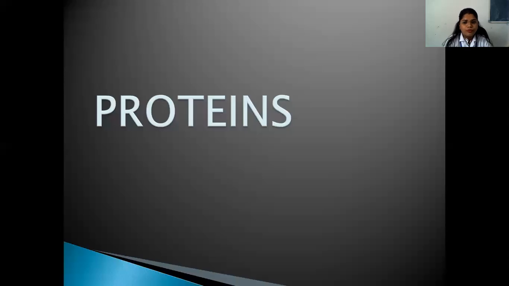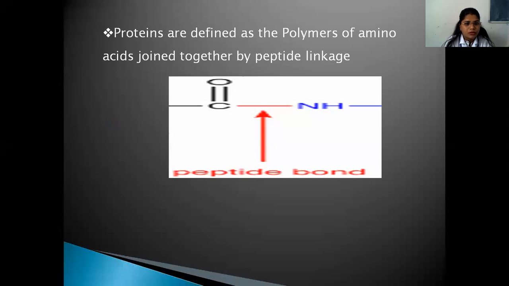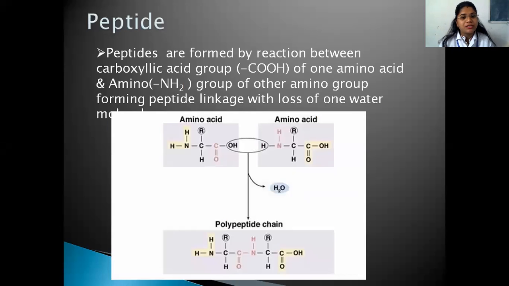Okay. So firstly, we'll see what proteins are. Proteins are nothing but polymers of amino acids joined together by peptide linkage, and the peptide linkage looks like this: C double bond O NH. Clear? Then after this we discuss how the peptide linkage is formed.